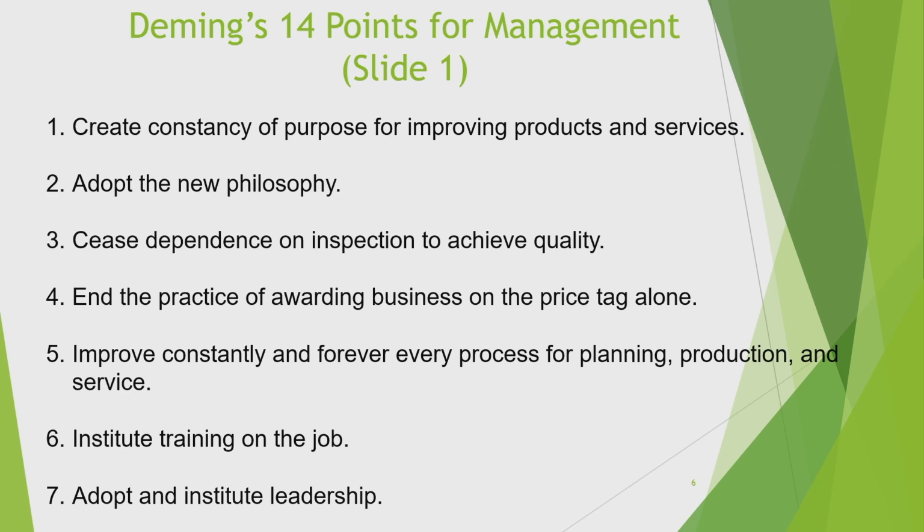Then the fifth point is to improve constantly and forever every process for planning, production and service. That means you should keep on doing the work properly, you should improve, you should not cease thinking, okay, I have done enough. It should go on. This continuous improvement in the Japanese language is called Kaizen. So, the concept of Kaizen should be incorporated. Then the sixth is to institute training on the job. Things are changing, technology is changing, manpower becomes older, and therefore on the job training is very necessary.